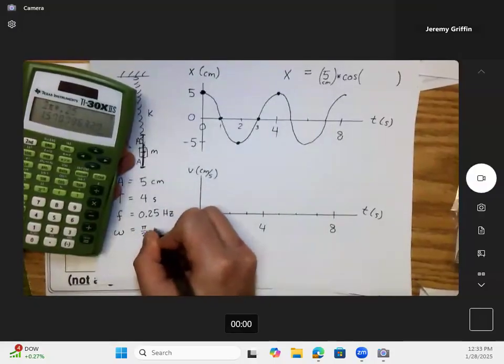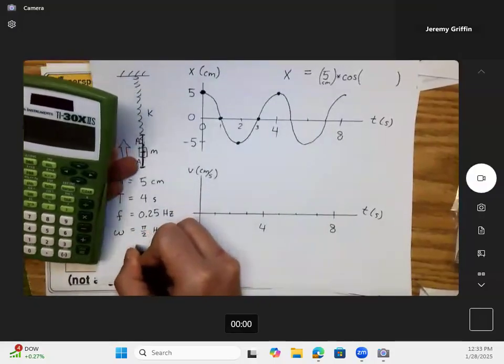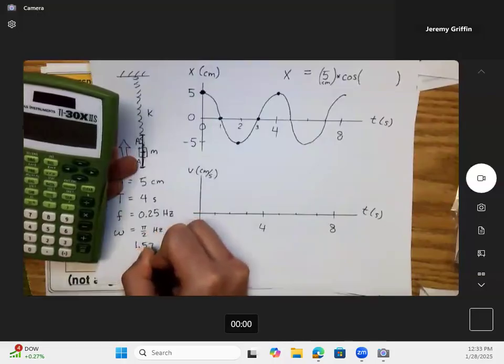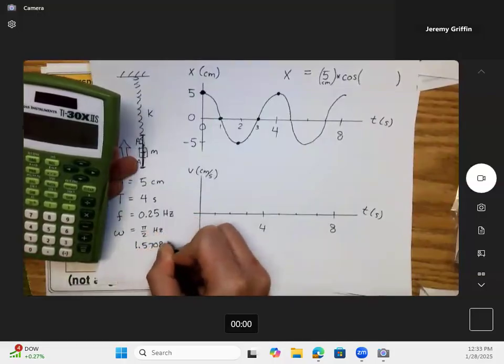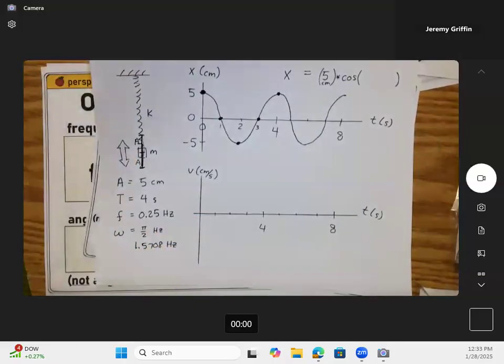Let's do pi over 2. Now the unit is still hertz. Or if you like, as a decimal, it's 1.5708 hertz. So those are about the same thing. All right, so there you go. You guys good?